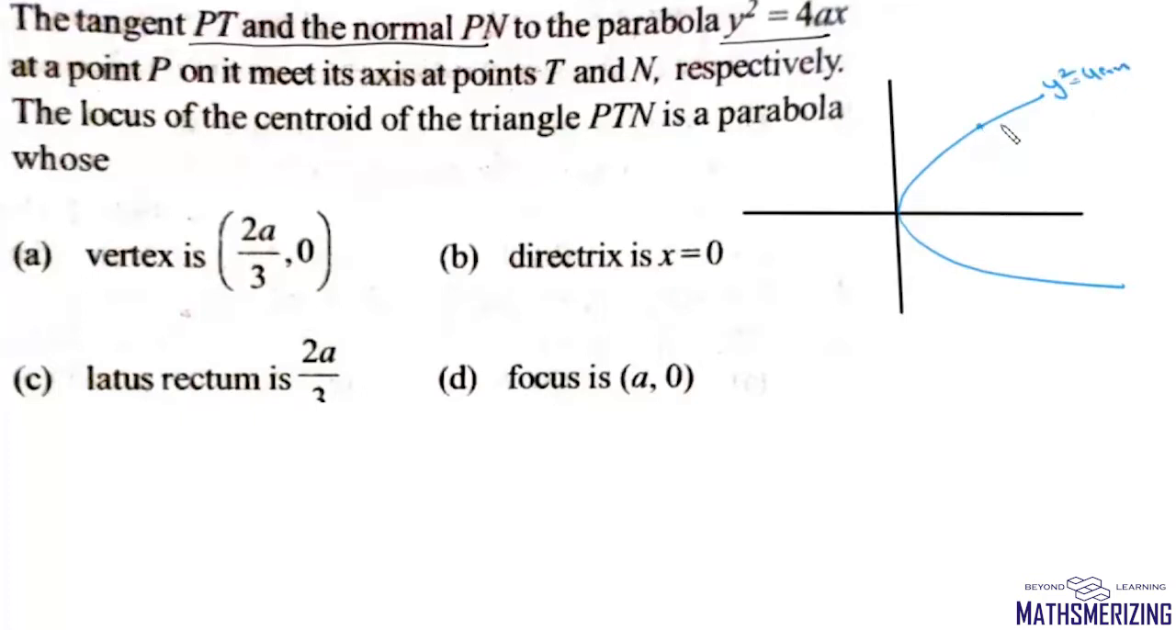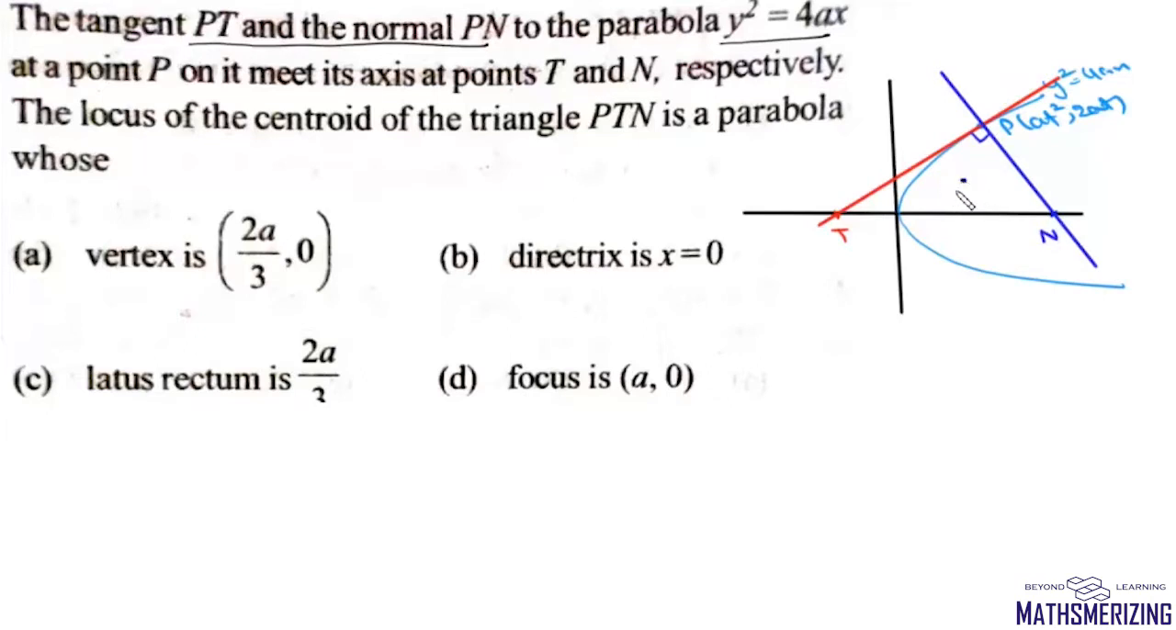And on that we have any point P which is (at², 2at). Now at this point P we have drawn a tangent which meets the x-axis at some point T, and then we have also drawn a normal to it at this point P which intersects the x-axis at point N. Now since it is a locus problem, the first thing is to identify the points.